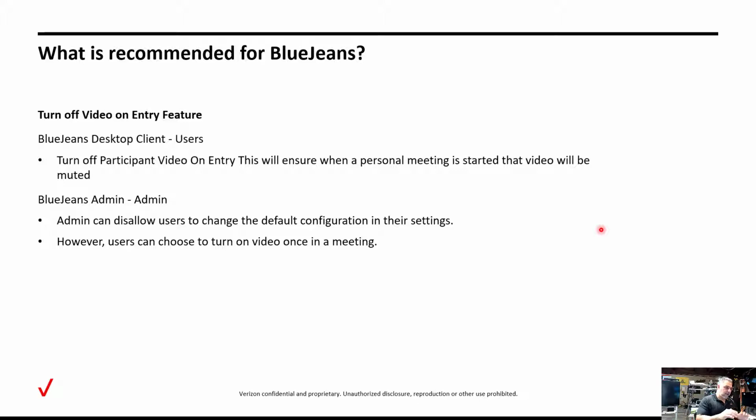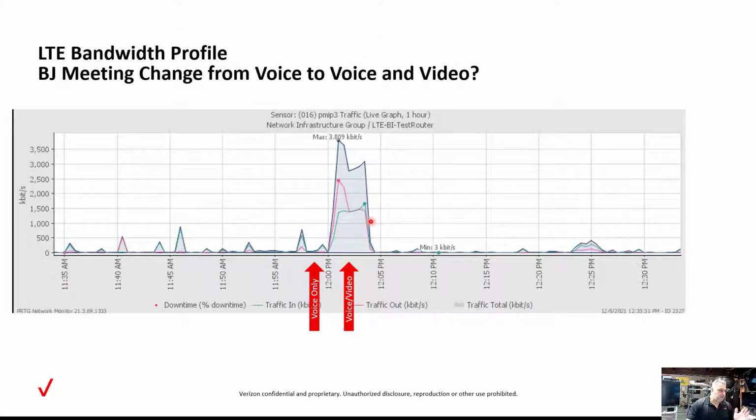I'm going to show you how to do it on the BlueJeans desktop client, and I'm going to show you how to do it in the BlueJeans admin portal as well. But first, let me show you the bandwidth profile, how much bandwidth we're actually taking when we do no video and we do video. So here you see the bandwidth profile from a voice-only call. You can see that's negligible there, as far as bandwidth. Remember, we're looking at the LTE interface.